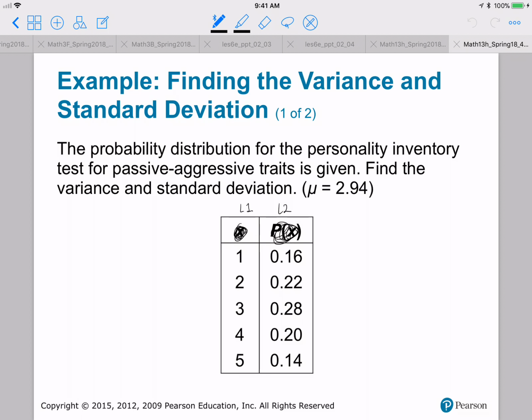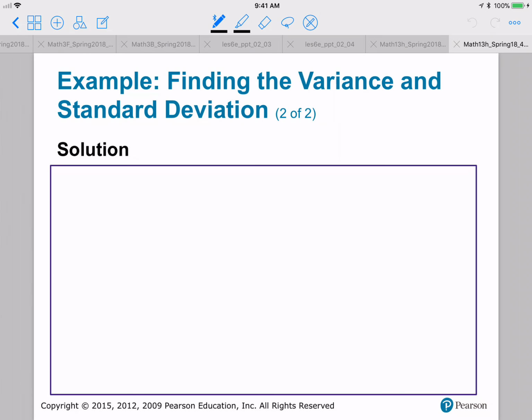Well, let's see here. I'm not going to write down all of the different columns that you should get. I'll just tell you that for your variance, now remember you calculate your variance first, which is your sigma squared. You should get 1.616. Okay? And then once you calculate your variance, to get your standard deviation, that's just sigma, so you're going to take the square root of 1.616. Okay? And then that's going to be about 1.3.